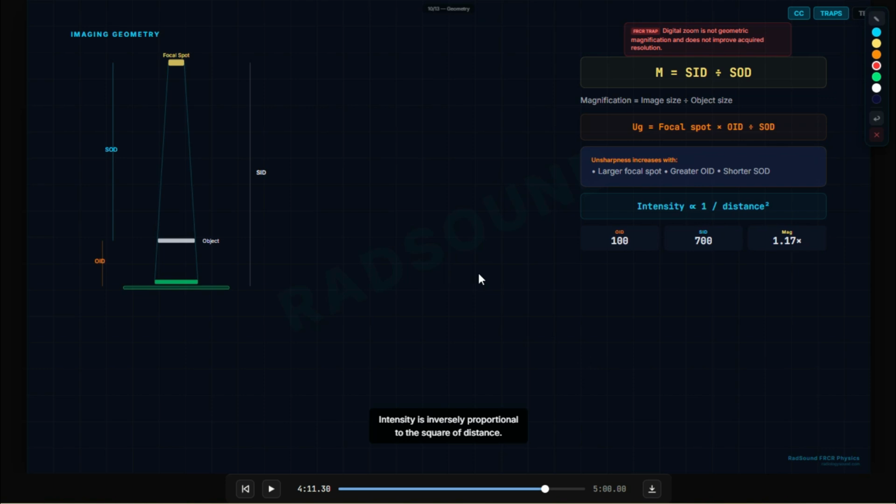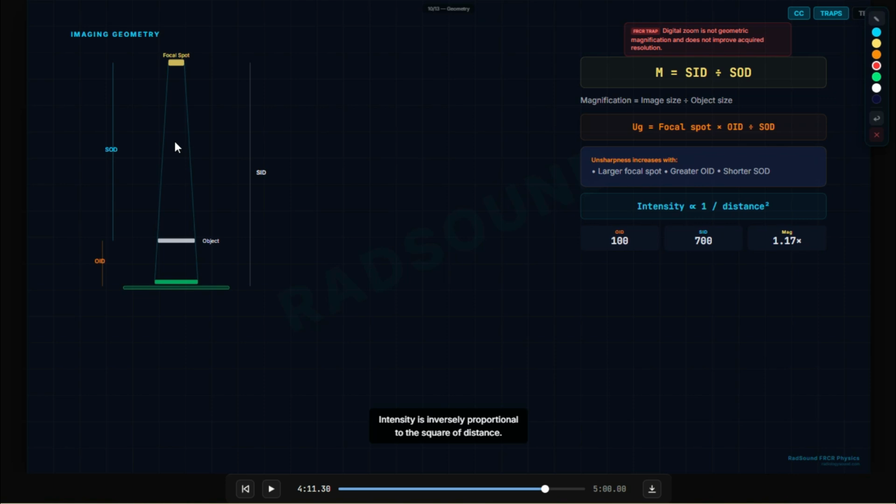You know, intensity is inversely proportional to the square of distance. So as you decrease the distance by half, the intensity will quadruple. So we have magnification, which equals image size over object size. So as you increase the object image distance, the object is closer to the focal spot, and that will mean a larger image. That will increase the unsharpness.